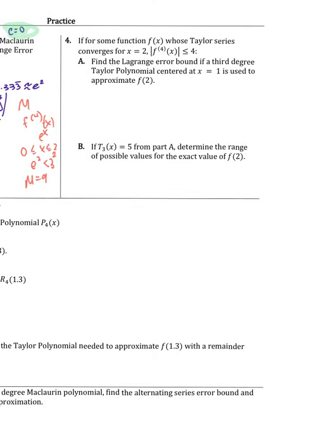So here we're given some f of x whose Taylor series converges for x equals 2. We are given some information about the fourth derivative of x, that the absolute value of that is less than or equal to 4. And part A is asking us to find the Lagrange error bound if a third degree Taylor polynomial centered at x equals 1 is used to approximate f of 2. Now notice we are not being asked to approximate f of 2, we're being asked to approximate the error.